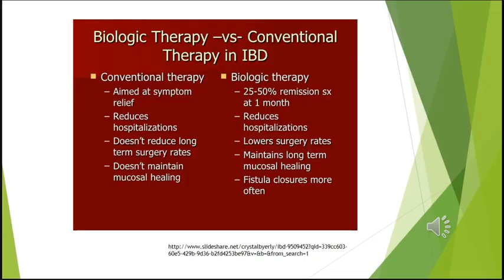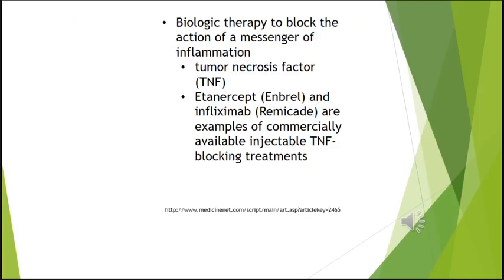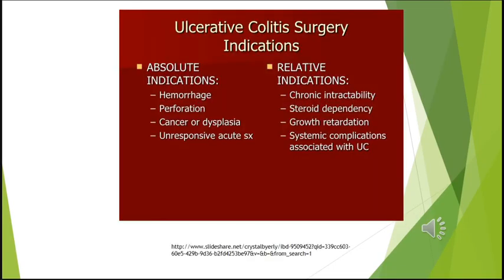Most of these biologic therapies are antibodies that are inhibitors for tumor necrosis factors. So they inhibit that type of response in the autoimmune, and thus make it easier for the system to begin to heal. So the biologic therapy is used to block the messenger of inflammation. And we talked a little bit about the tumor necrosis factor. And here are some of the examples of the types of antibodies they use that are injectable for the TNF blocking treatments. So when do they know to use surgery?